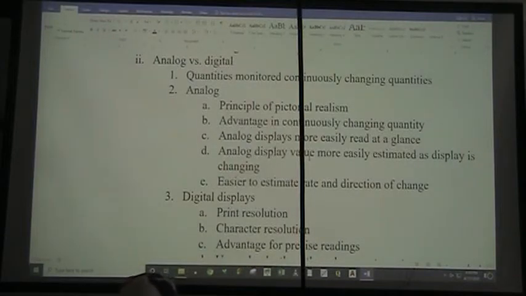So we're monitoring a display. We see a gauge that is going up. Is that good or is that bad? If it's coming down, is that good or is that bad?